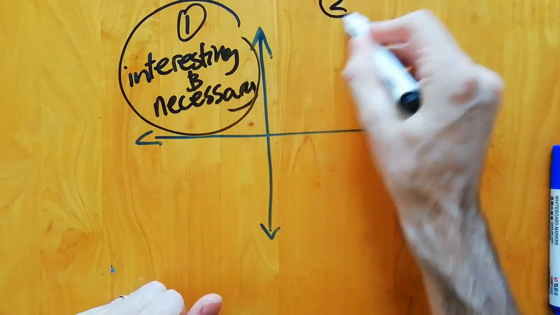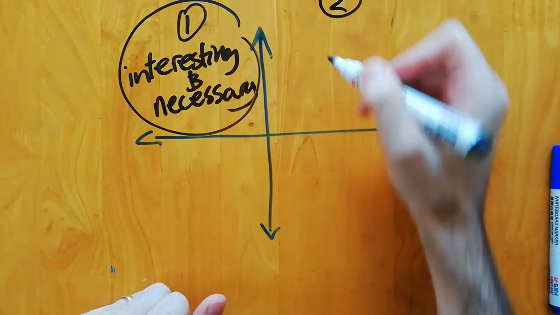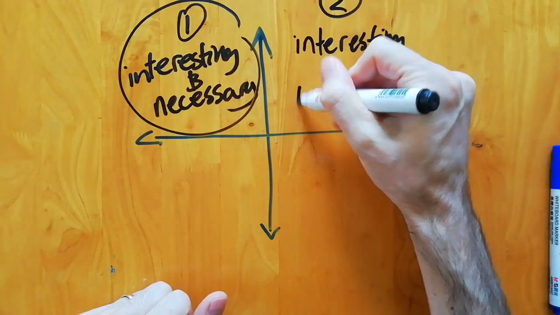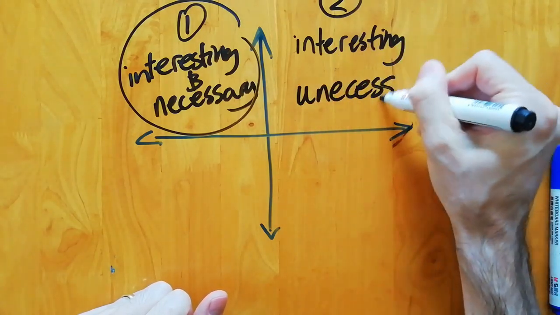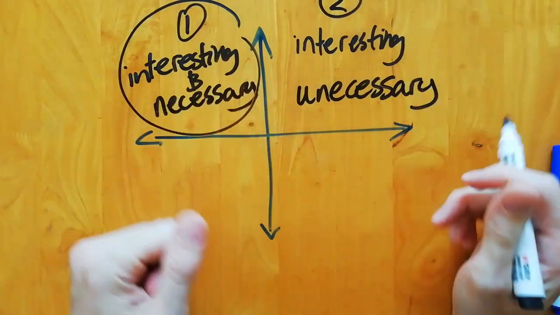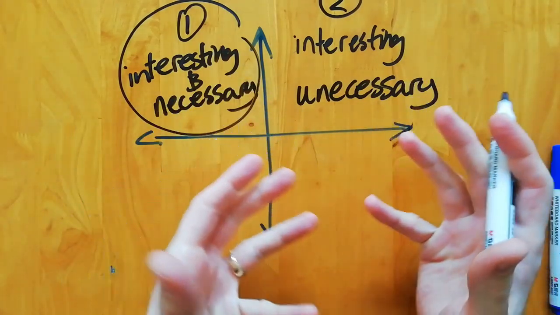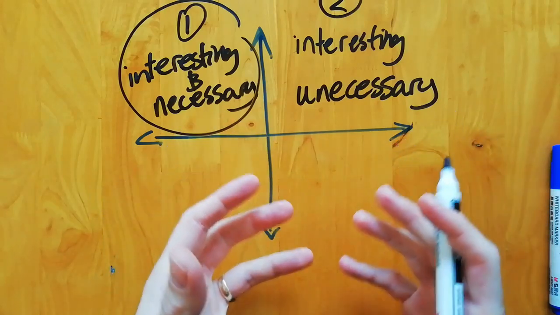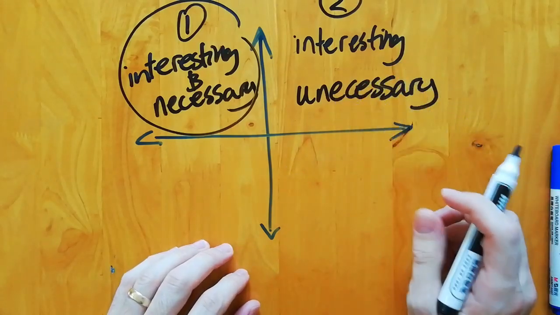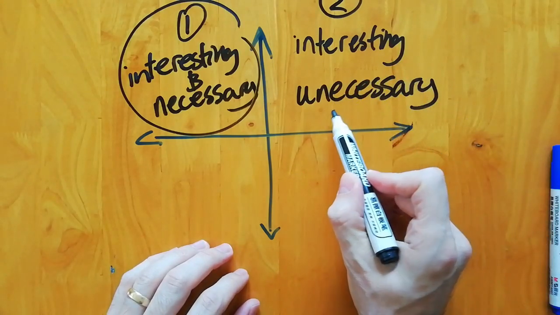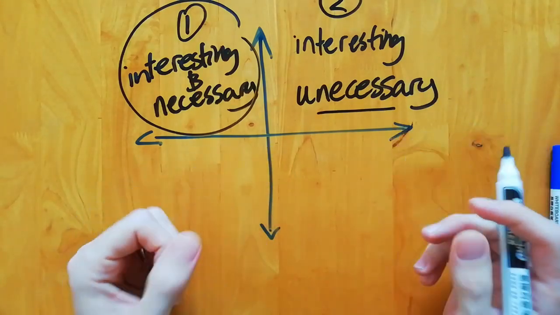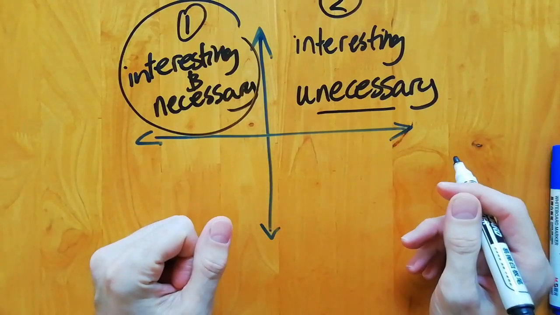Okay, the second quadrant is the next best thing. We're going to write into this quadrant interesting and unnecessary. Now, why do I say that this is the next best thing? Well, you're still curious about the language, you're still interested in the language, but you don't really have real-life scenarios where you can use it and apply it with other people. But this is not necessarily such a bad thing, because all you have to do is figure out ways to build in necessity, ways to build in some real-life applications for that target language.